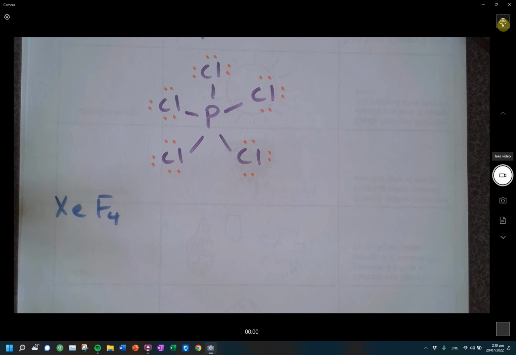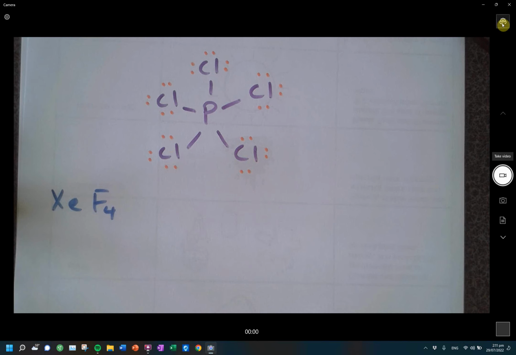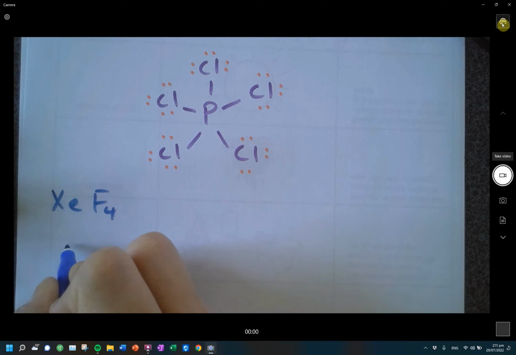I'm trying to see where Xe is on the periodic table. Is it 8? Oh, because it's a noble gas. It's xenon, isn't it? All right, that's in group 18, so it's 8 electrons. So that one has 8 electrons.